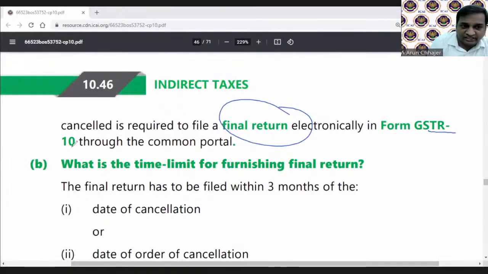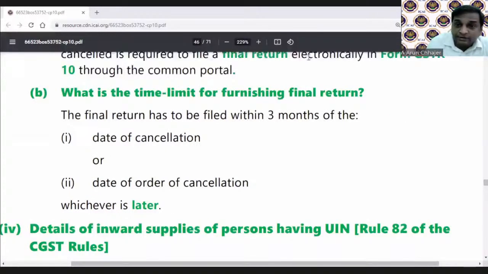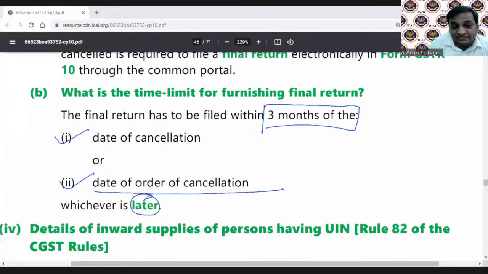Form number GSTR 10. The time limit is very, very important. Within 3 months of the date of cancellation or the date of the order of cancellation, whichever is later, not earlier, whichever is later. In the exam, you may be given a question that the date of cancellation is 31st March and the order of cancellation is issued on 15th April. What is whichever is later?